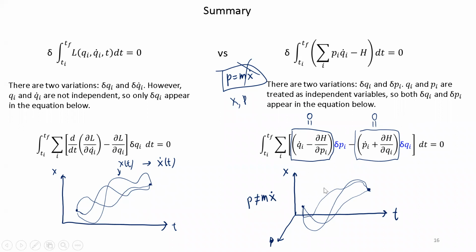So how? Just look at this equation over here. This one basically tells me x dot equals partial h partial p. And what is h? h would be written as something like this.